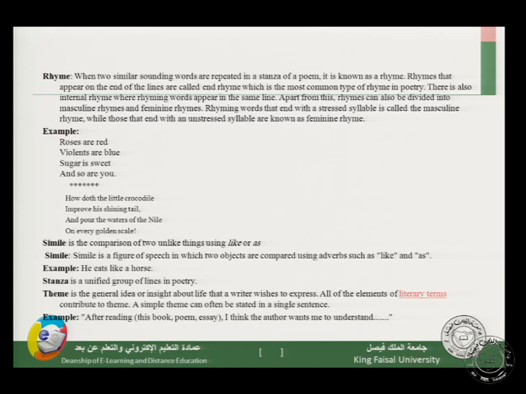Rhymes that appear at the end of the lines are called end rhyme, the most common type of rhyme in poetry. Now when we talk about rhyme, we talk about the end rhyme, the rhyme that comes at the end of the lines of poetry in a poem. But there is also what is called internal rhyme. Sometimes an internal rhyme is used, that is within the line. Within one line of poetry, we sometimes have some words that rhyme, and this is called internal rhyme.